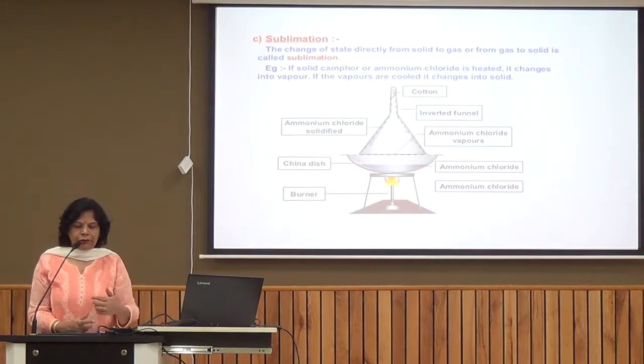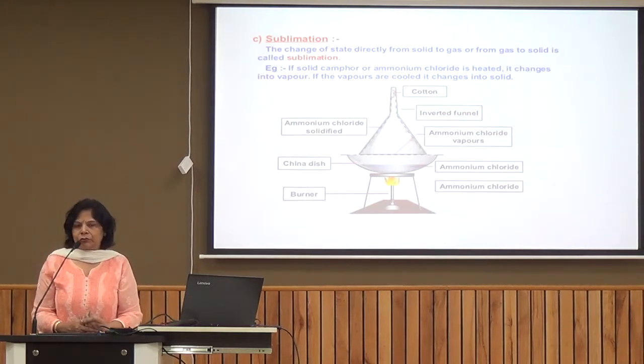Now there is one more process. Not all solids change into liquid on heating. There are a few solids like camphor, naphthalene, and iodine. When they are heated, they directly convert into gaseous form, and when their vapor is cooled, it directly converts into solid. This process we call sublimation.